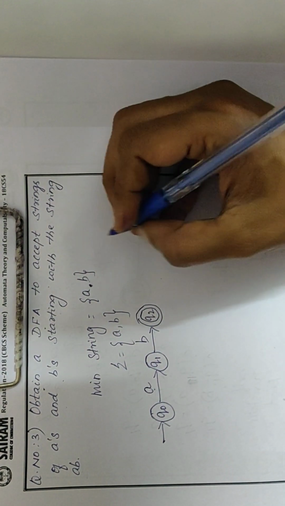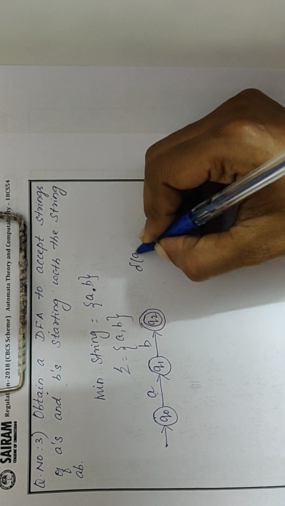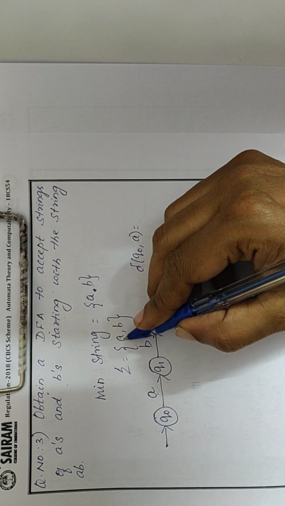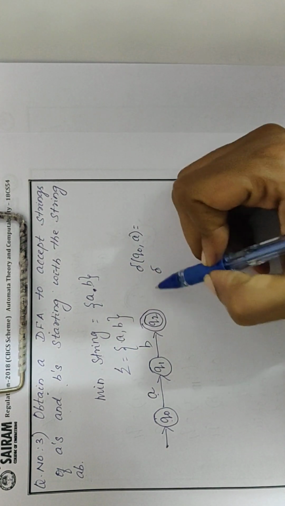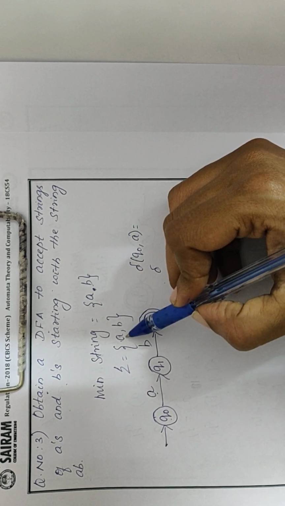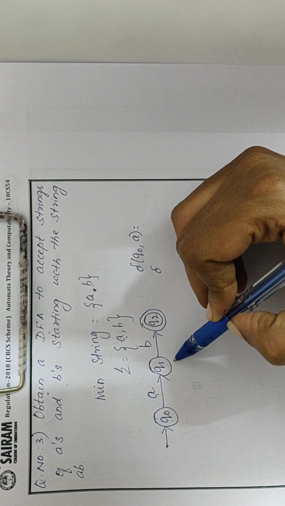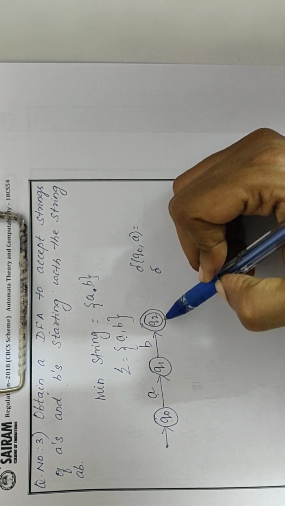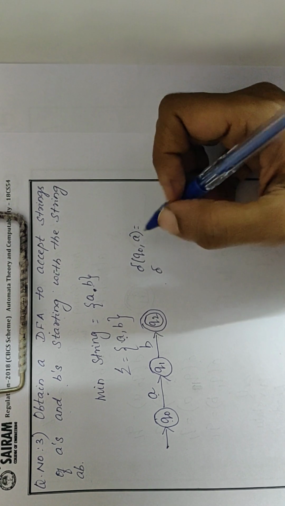Now I have to list all the transitions. I am supposed to find Q0 comma A, my first alphabet. Each and every alphabet I am supposed to apply to all the states. If I take Q0, I have to find the transition with respect to A and with respect to B. Similarly for Q1, with respect to A and B. Again Q2, with respect to A and B. So totally I will have 6 transitions.